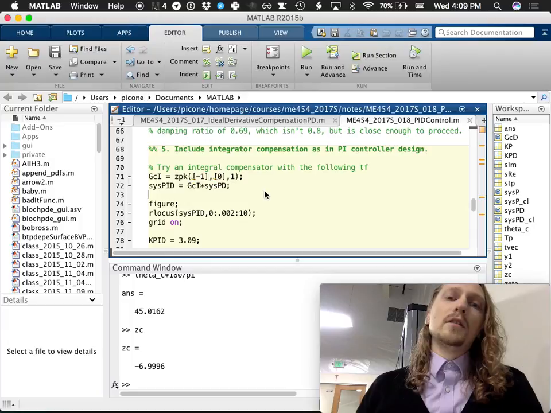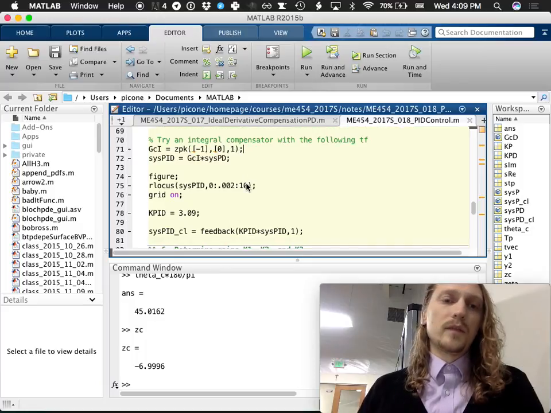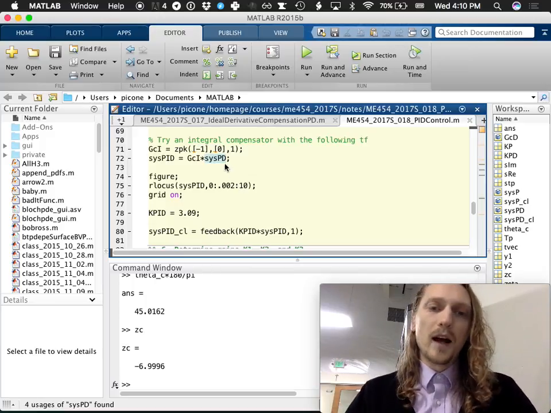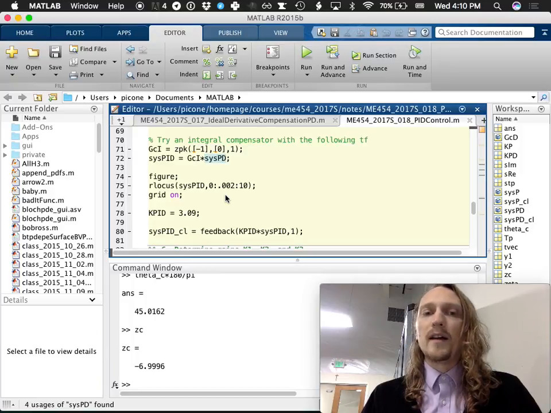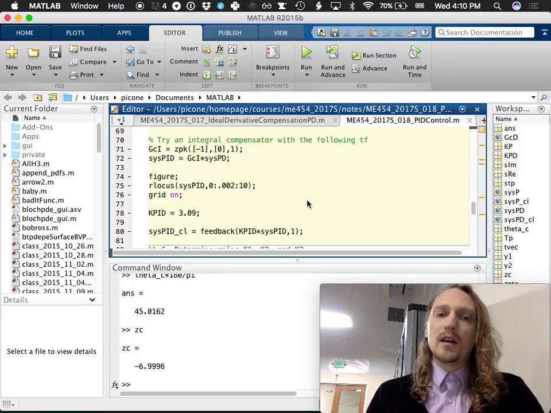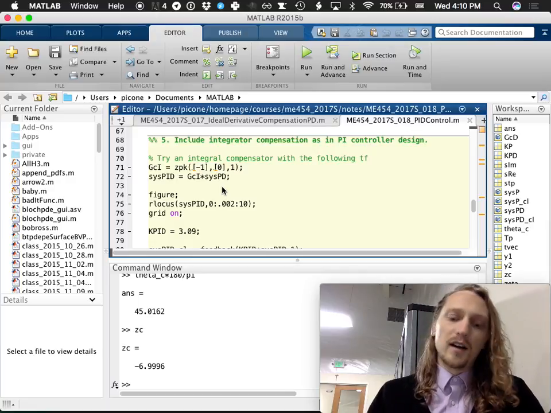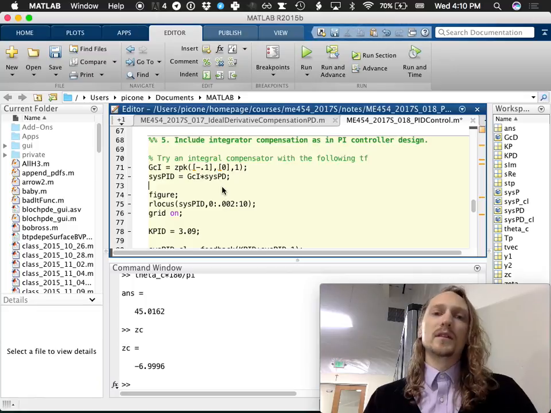So let's add in the integral compensator. We do so by sticking it in this fashion, like we did before when we did integral control. We multiply it in series with the system that includes the derivative, so the PD system. We just multiply the integral control by that. I stuck in a pole at 0, and I stuck in the zero at negative 1. So we're going to start off with negative 0.1, like I said, and just see what the root locus looks like.